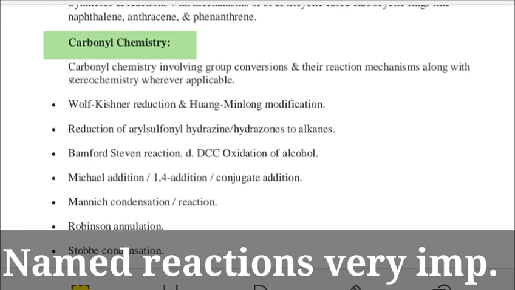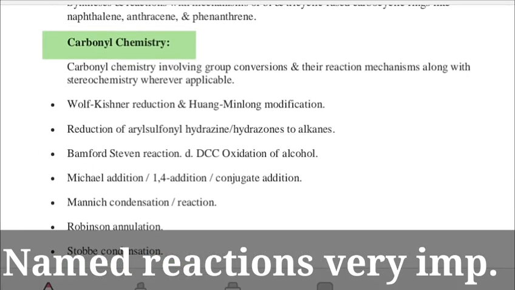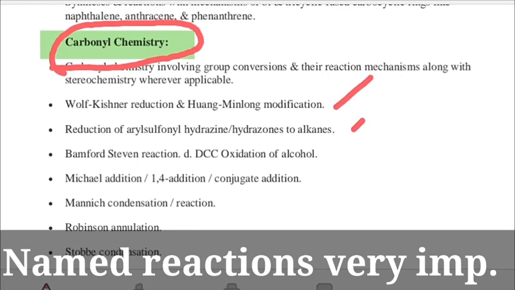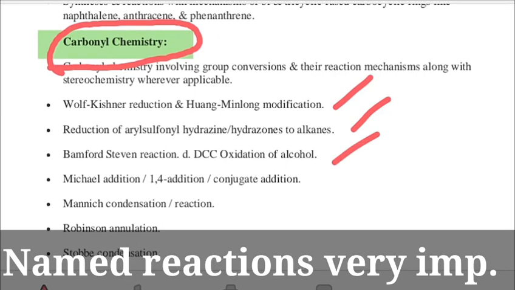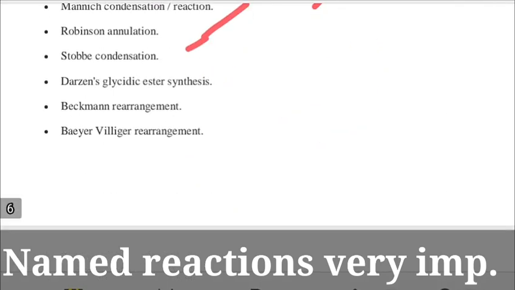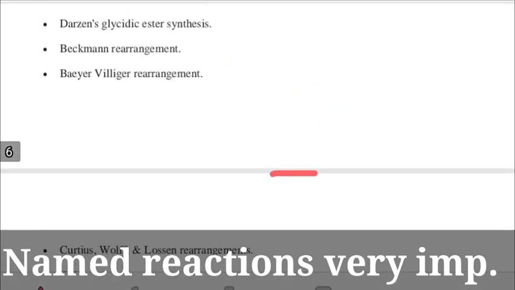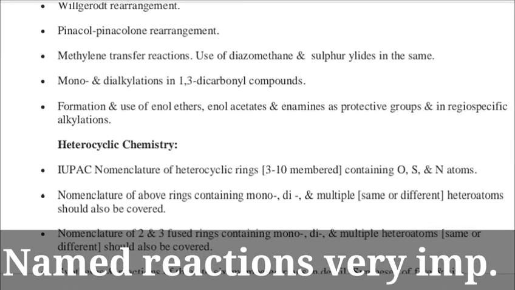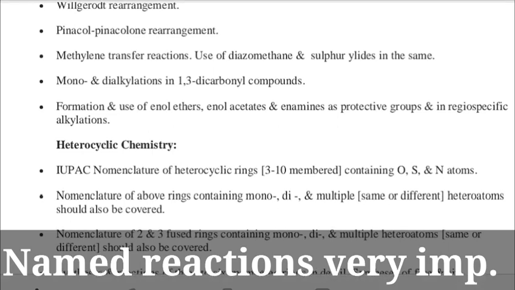Here the important area you have to remember is carbonyl chemistry. Here named reactions are very important. Here see, these all are named reactions. First you have to know these named reactions very well. 3 to 4 bits are expected every year from the named reactions, very important for the GPAT orientation.